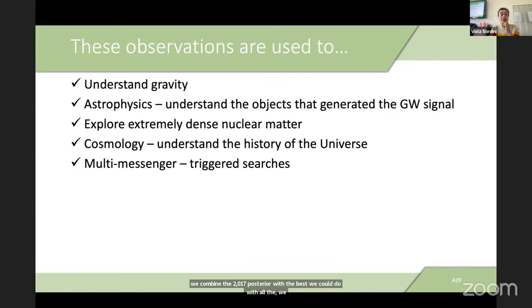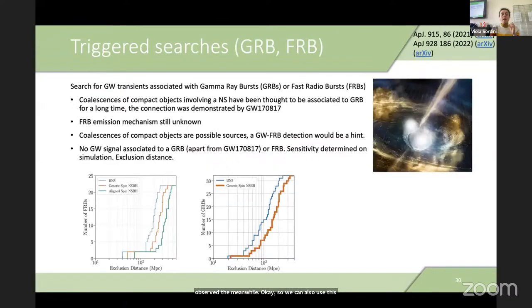Okay, so we can also use this observation to do some multi-messenger, what we call triggered searches. So this is searching for GW transients associated with some other observation. So we do this, for example, for gamma ray bursts, what we call GRBs, and fast radio bursts, FRBs. So the coalescences of compact objects involving a neutron star have been thought to be associated to gamma ray bursts for a long time. And I think we had a proof of that with 170817.